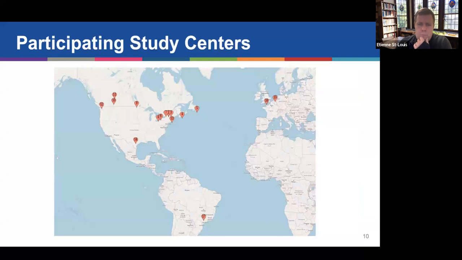And to date, the study, as designed, includes 17 sites, so all 12 Canadian academic children's hospitals that are part of the CANCOR consortium. And there are also 5 international sites, 2 in the United States, 1 in Brazil, 1 in the UK, and 1 in the Netherlands.